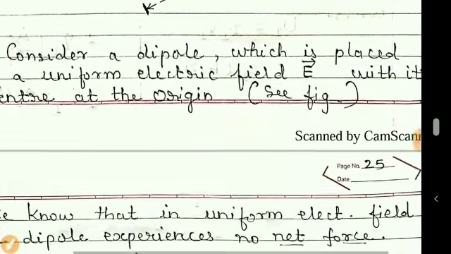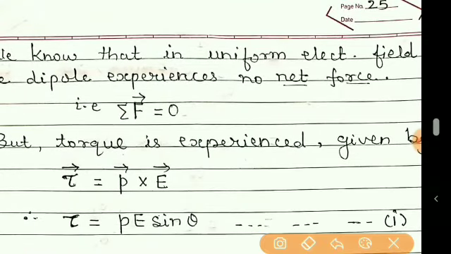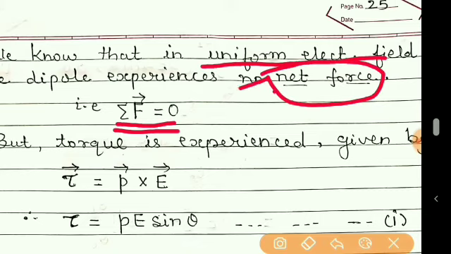Now let us move to the mathematical steps. Also, one thing is important: when the dipole is kept in an external uniform electric field, the net force acting on it will always be 0, but the torque is not 0.